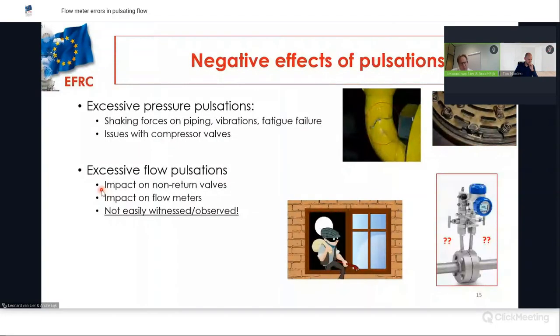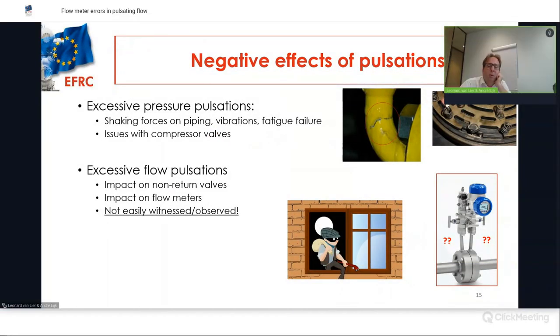Well, what can be the effect of pulsations? Pressure pulsations, that's a quite common consequence. Pressure pulsation leads to a shaking force of the piping, so to vibrations, possibly fatigue failure. You see an example here. Another example could be damage to compressor valves. These are of course severe, but also quite obvious negative consequences.